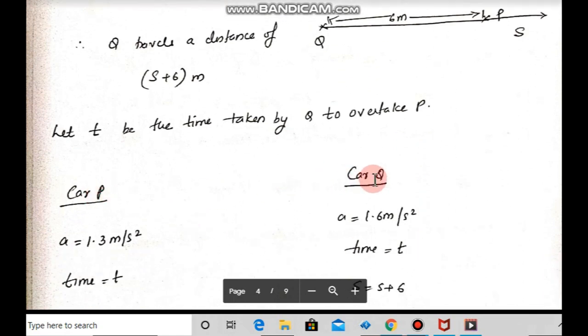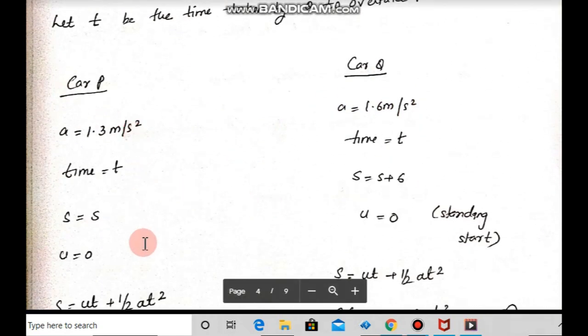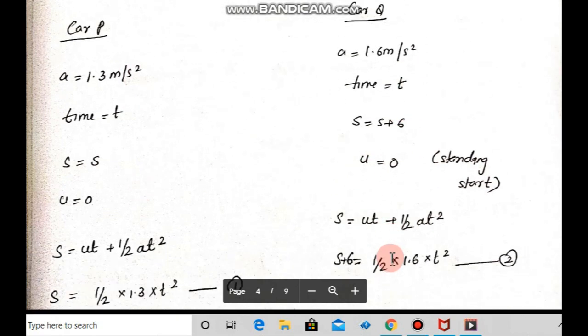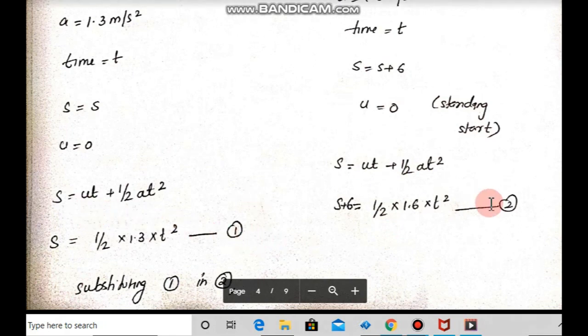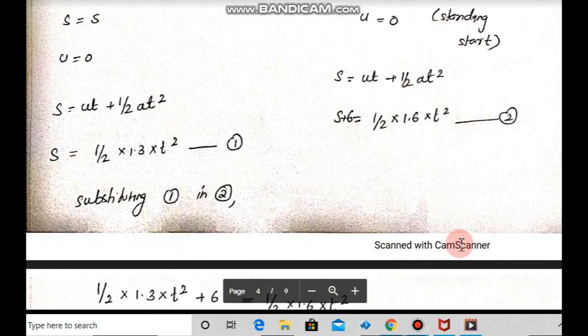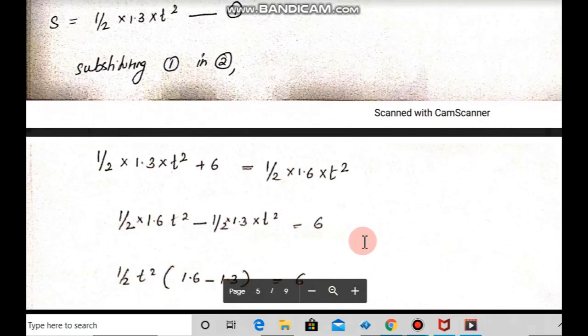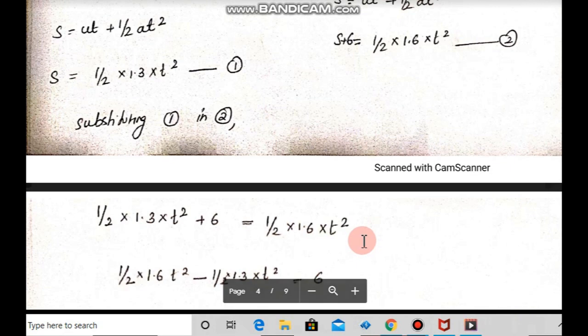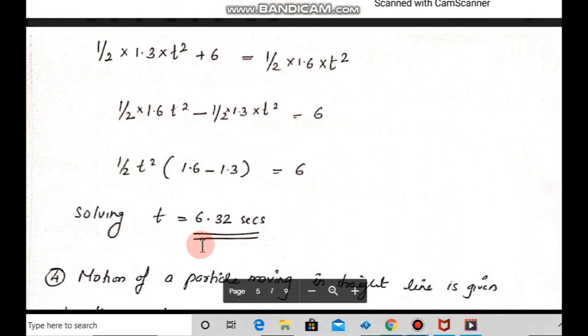Now for car P and car Q, every detail you have written down like this. You can see everything is clearly given. Now you have to use the same equation only, that is S is equal to UT plus half AT square for both the cases. Just use the equation, substitute the values, and you will be able to solve for the value of T. It's just a direct one, there's nothing much complication here. You're just using the equation twice and substituting values, and you get the value of T there. So T is 6.32 seconds.